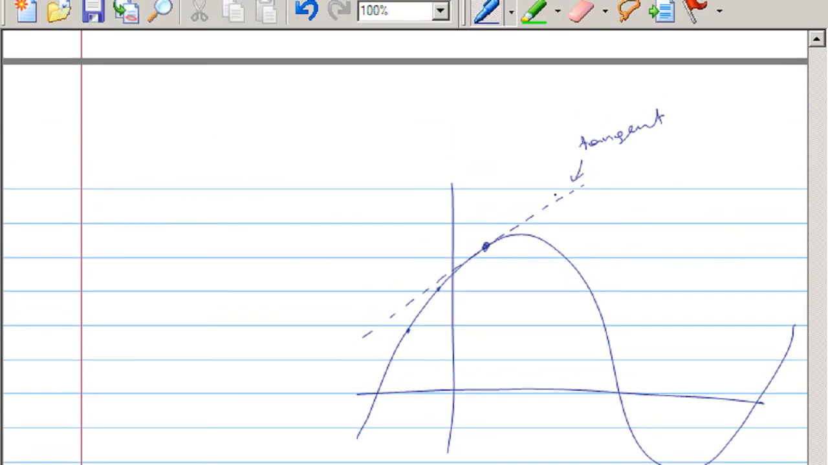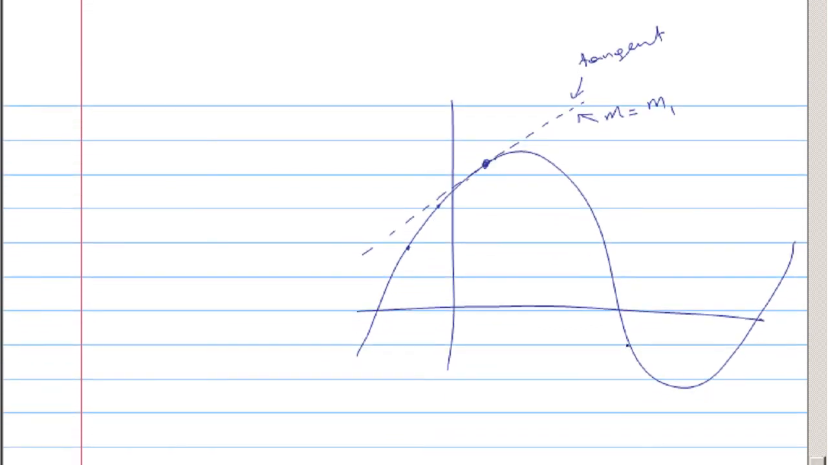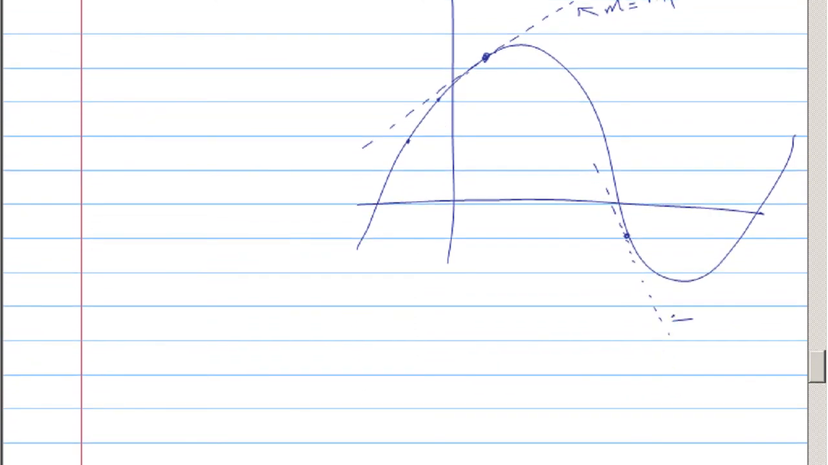A tangent to a curve is a straight line that touches only one point on the curve. So this line touches this curve only at that point. The gradient of the curve at this point is the same as the gradient of this tangent. So let's assume the gradient of this line is m1, then the gradient of the curve at this particular point is also equal to m1. Similarly, if I want to work out the gradient at this point, I draw a tangent at that point. Let's assume the gradient of this straight line is m2, then the gradient of the curve at this point is also equal to m2.